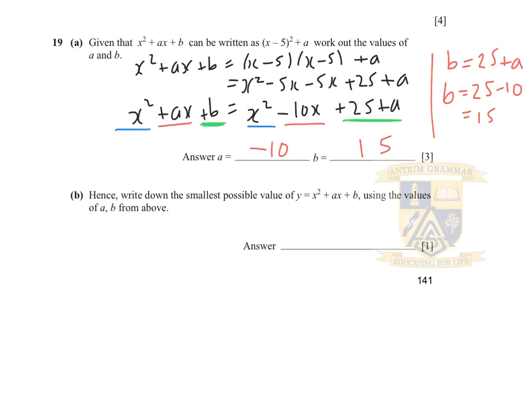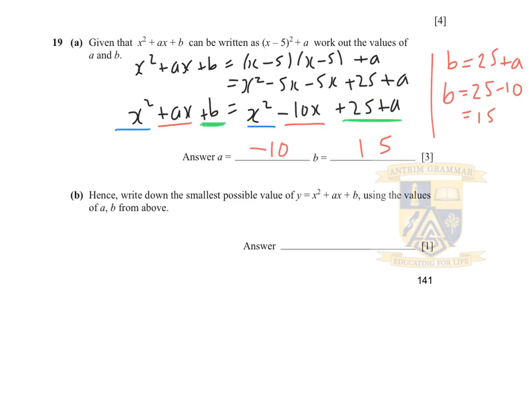That technique is called comparing coefficients. So you simplify down both sides and you compare the coefficient of x squared, which was 1 and 1, the coefficient of x, which was minus 10 and a, and the constant, the last part.